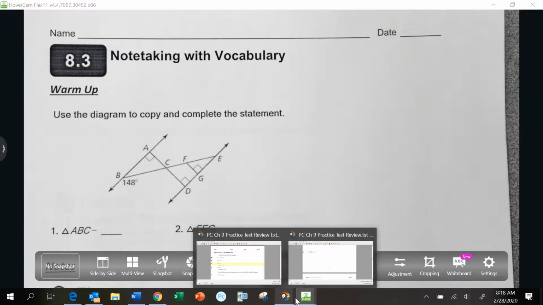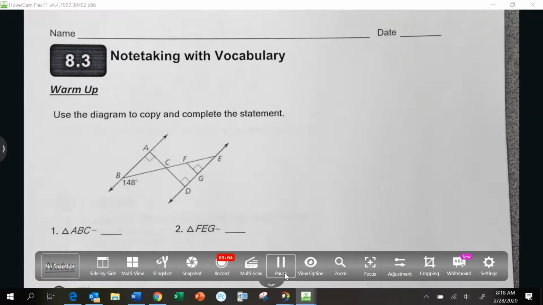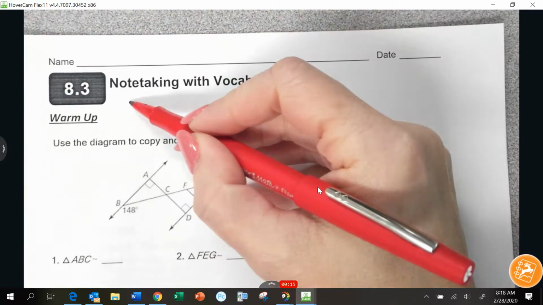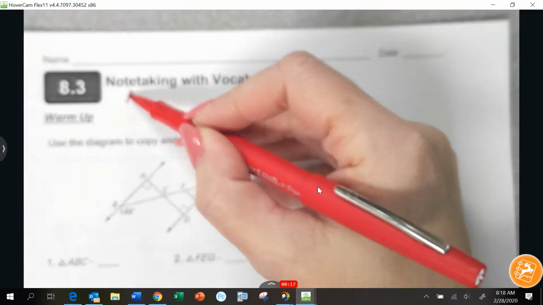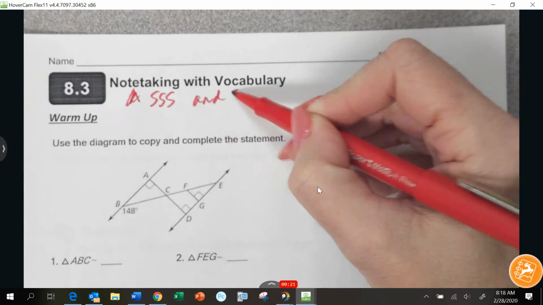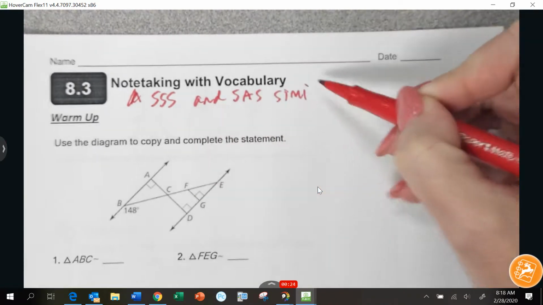Okay, we are doing 8.3 today. There's not a title, but I'll tell you what we're learning about. It's the same stuff that we did last time, 8.2, which was AA similarity. This time we're going to do SSS and SAS similarity. That's what we're doing today.